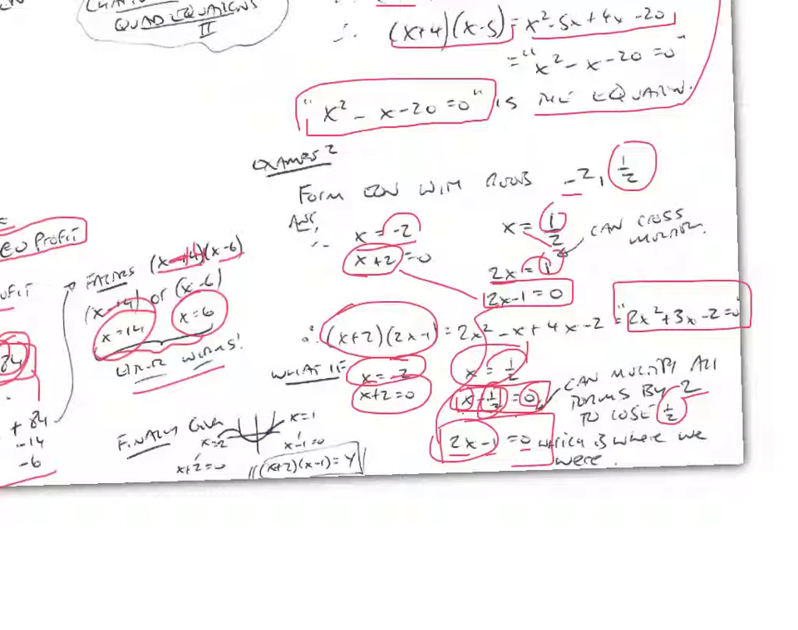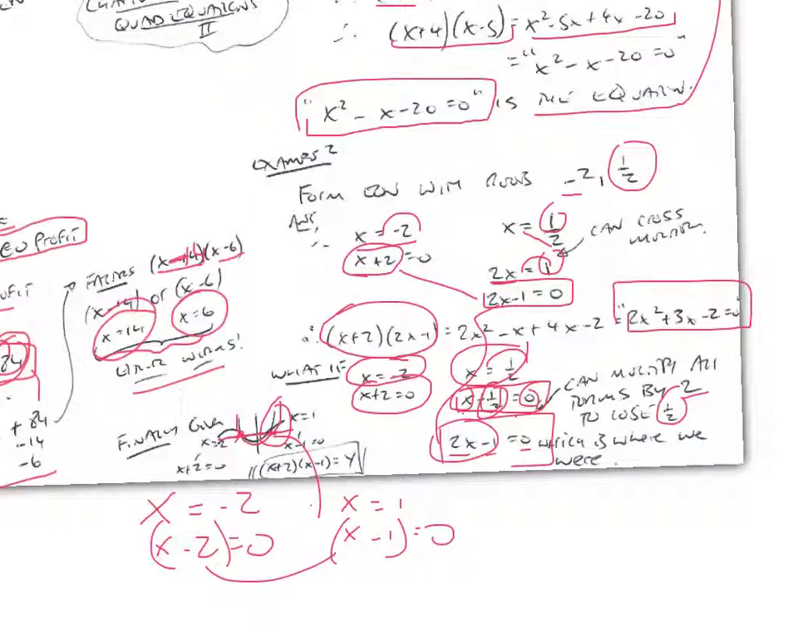And then finally, if you were given a graph and told where it cuts the axis, at x equals minus 2 and at x equals 1, then x equals minus 2 gives x plus 2 equals 0, and for the other, it cuts the axis at x equals 1, so that means x minus 1 equals 0. So they are the factors. If you multiply that by that, you'll get the equation.